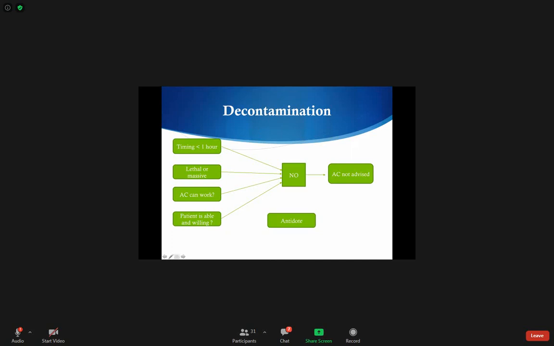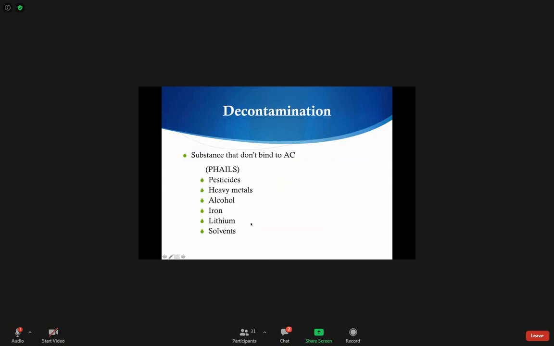So if it's prolonged more than 1 hour, if it's a simple overdose that's not dangerous, activated charcoal may be more dangerous than the overdose. If activated charcoal does not bind to the drug, then there is no point in giving it. And if the patient is not stable or not willing to take it, then you shouldn't give it.